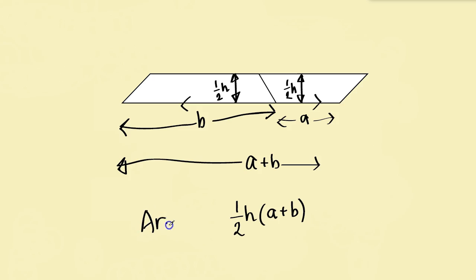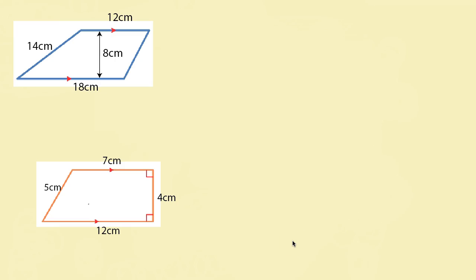So area of a trapezium is half of h times a plus b. You are not given this formula in the exam, so if you wish to be able to answer questions about trapeziums, you need to remember this formula. So let's have a practice. I'll give you some questions to try now. And here are some questions for you to try. Please find the area of these trapeziums, pause the video and have a go.